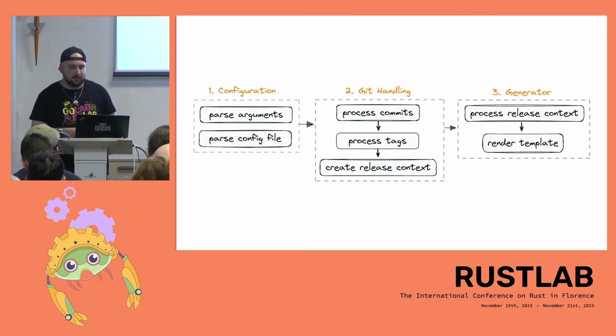First one is the configuration, and for the configuration part, it parses the command line arguments and the config file. And next one is Git handling. In the Git handling part of things, we process everything and create something called the release context. And the release context is simply given to a template engine, and the template is rendered. And this is the third part. It's the generator part, and then you have your changelog.